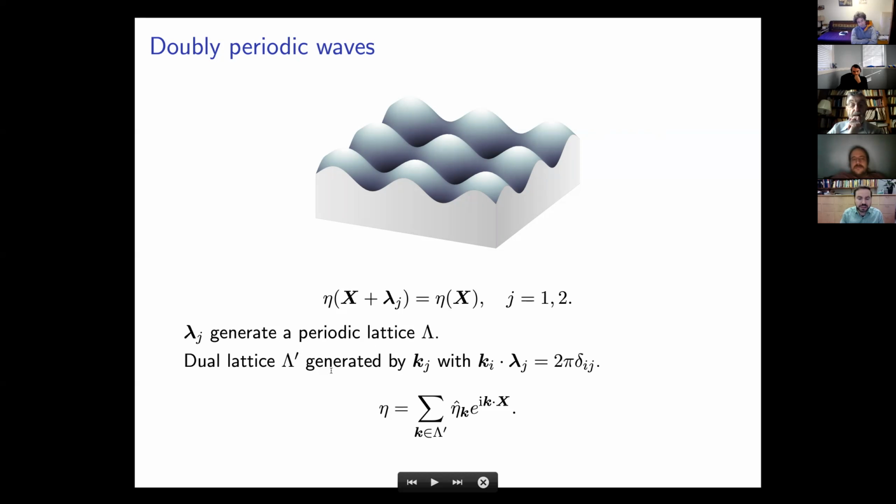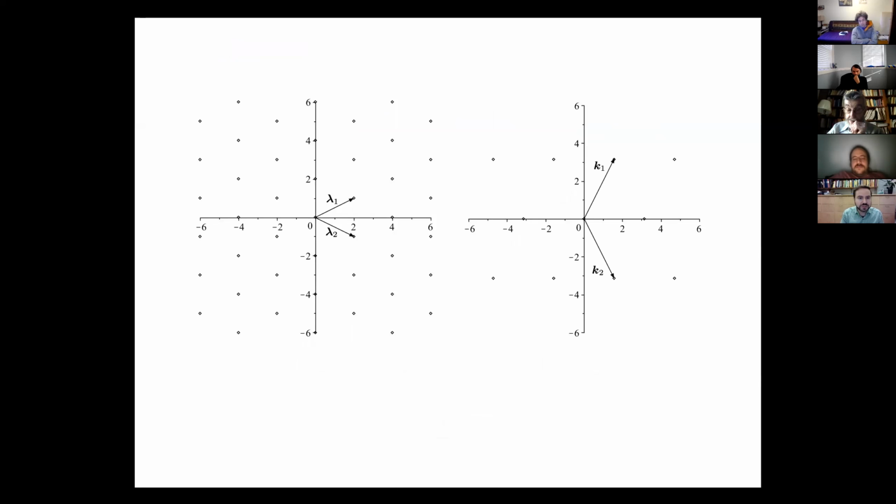In general, if you have biperiodic functions, then you can express them in a Fourier series like this, where the wave vectors k lie in the dual lattice, generated by two linearly independent vectors satisfying this relation. I thought it might be nice to include an example of what this might look like. If we have this symmetric situation, which will be important in the coming slides, then the dual lattice will also be symmetric. Here I have reflection symmetry with respect to the x-axis.